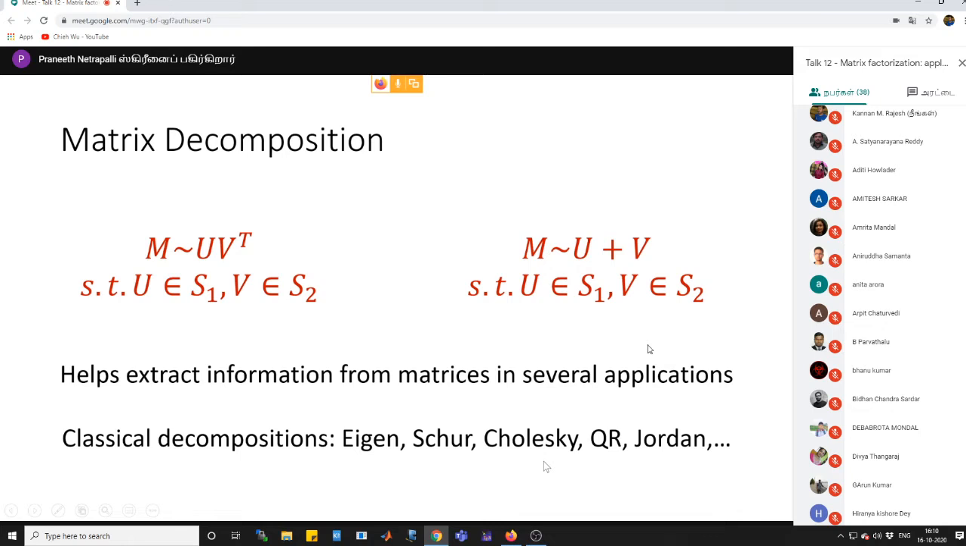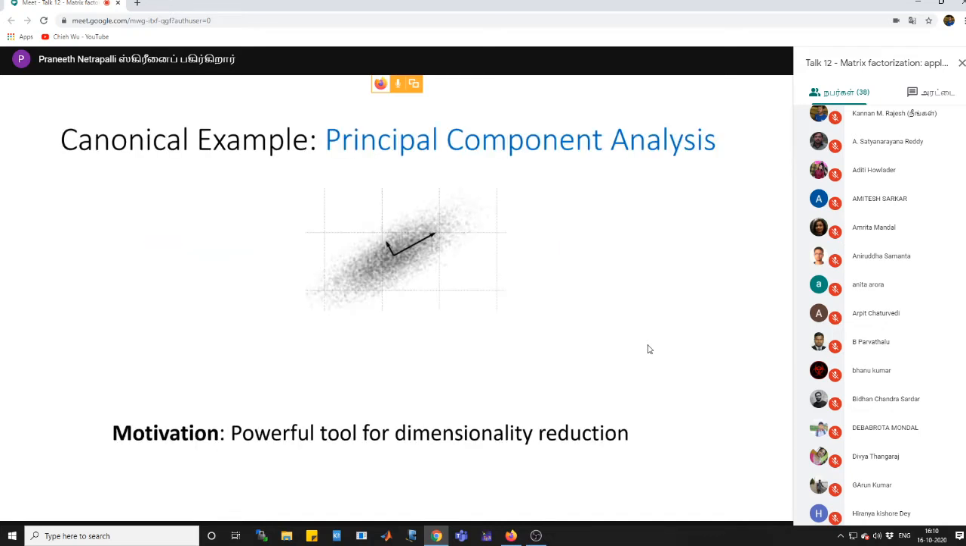But the goal of the decompositions that we are interested in in this context is more about trying to extract information from matrices. So we'll be trying to perform different kinds of decomposition, and not necessarily the classical decompositions which have been very heavily studied in the literature. Okay. So let me give you a couple of examples.